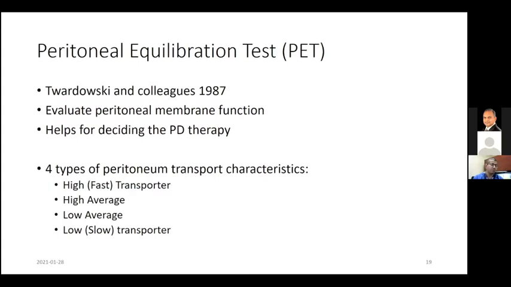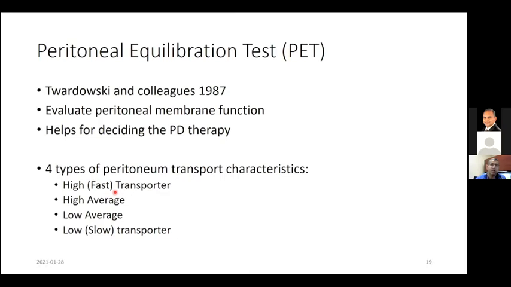There are four types of peritoneum broadly, okay? One of them is high transporter. Second is high average. Third is low average. And last is low or slow transporter. What we as clinicians will determine is whether he's a slow transporter or a fast transporter or anything in between. So basically we think of it that way.